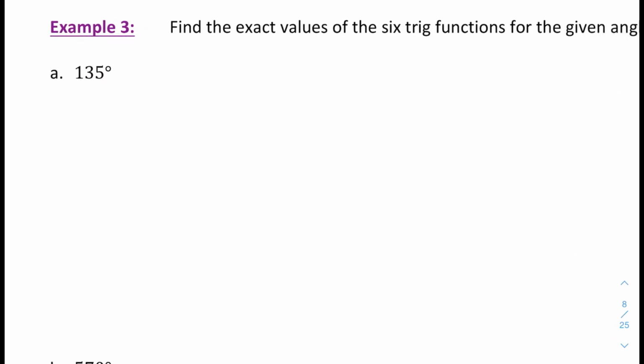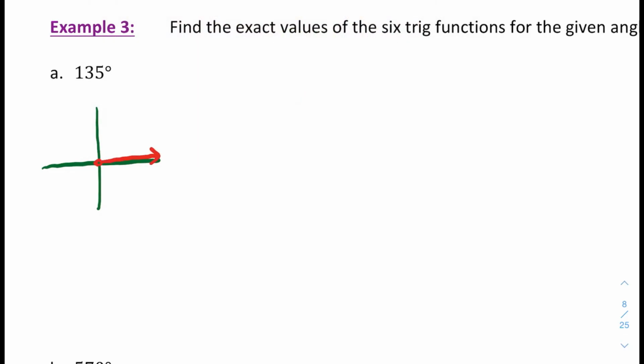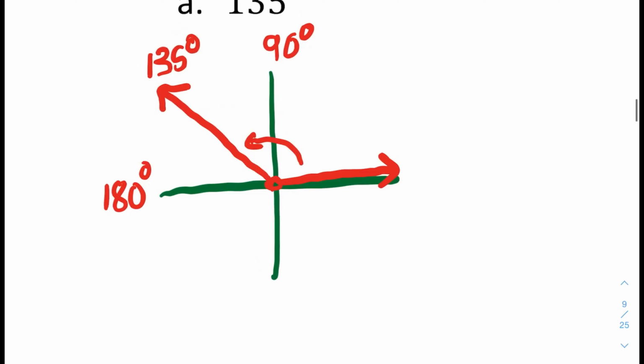Let's do this one. If you draw it, you can't really go wrong. So 135 degrees would be, if I label my boundaries here, 90, 180, right in the middle of 90 and 180 degrees for my terminal side. Now if I draw a triangle down, make that side perpendicular to my x-axis, then my reference angle right there is the angle measure I get when I subtract 180 and 135 degrees. So my reference angle is 45 degrees.